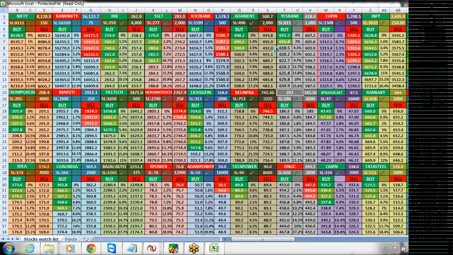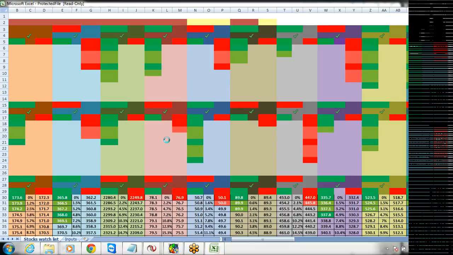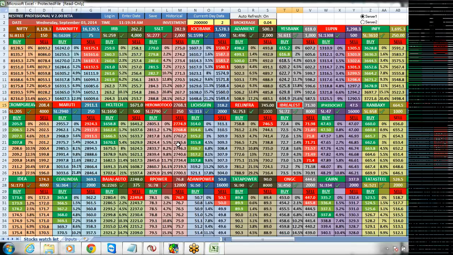Now in case of DLF, I'll put IB Real Estate. It's a sell call. So there is a possibility that it can still come down. It's already made its final target.